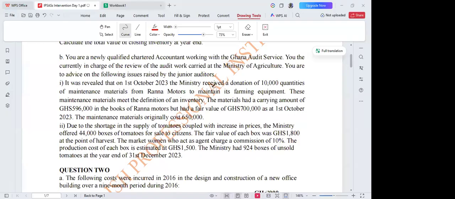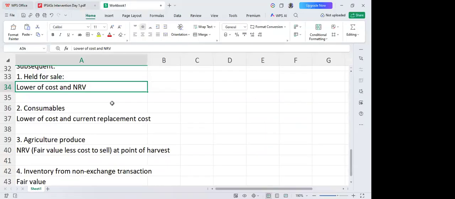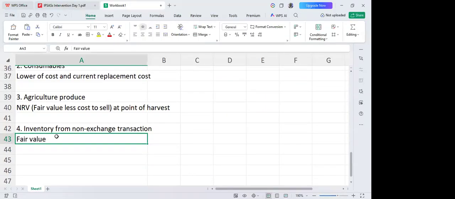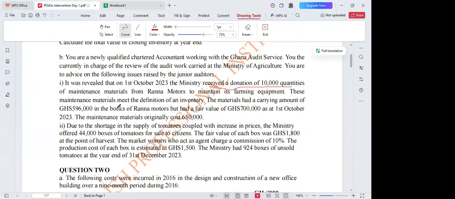First sentence, they receive the donation. So this is an inventory from a non-exchange transaction. What's the rule for a non-exchange transaction? Use the fair value. So when we come here, what's the fair value here? 700,000. That's your answer. So this is our answer: 700,000.